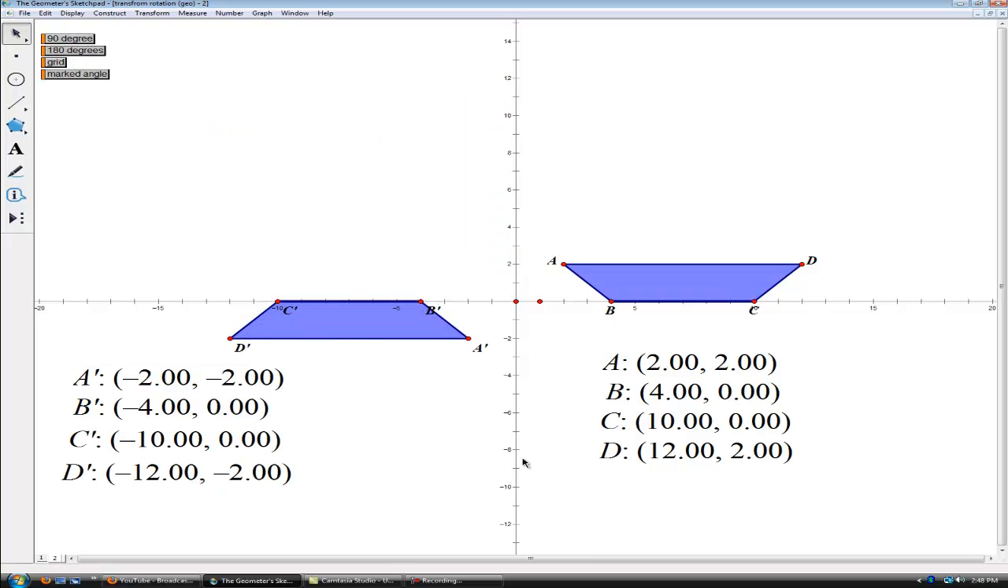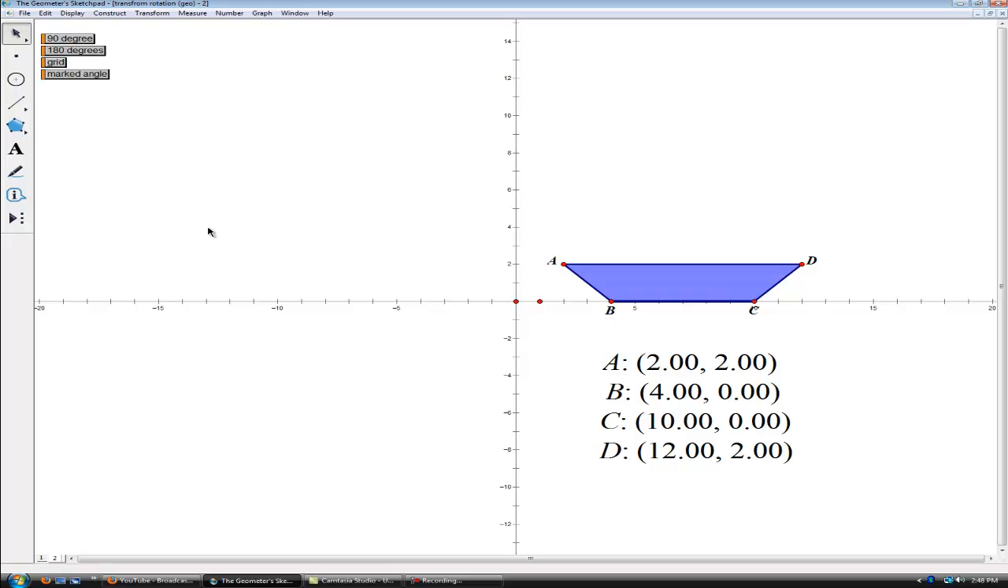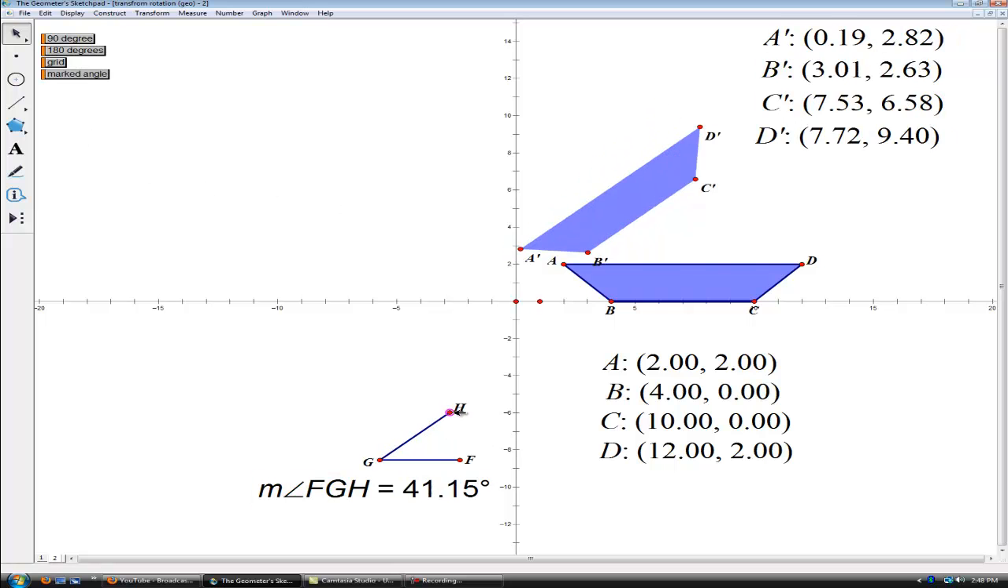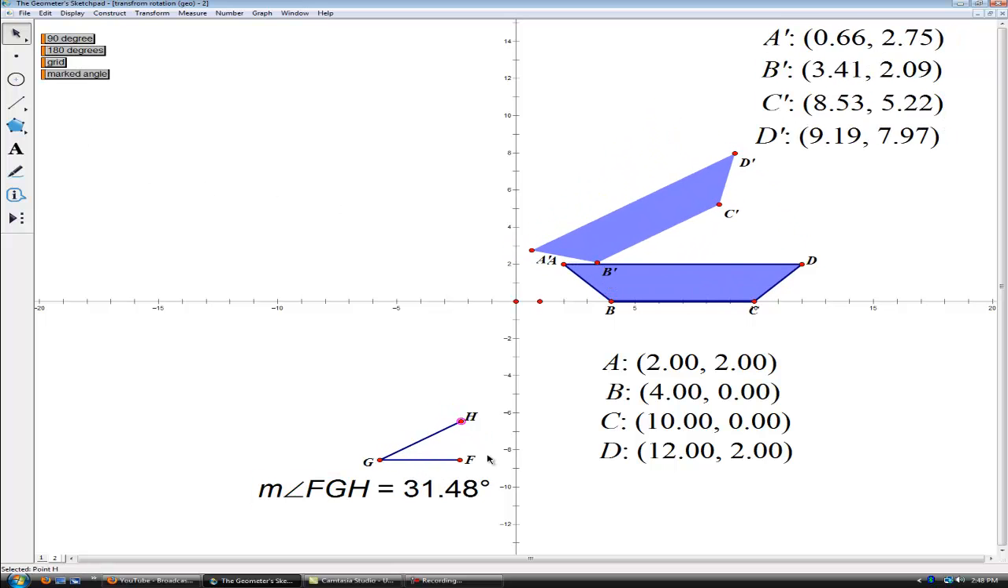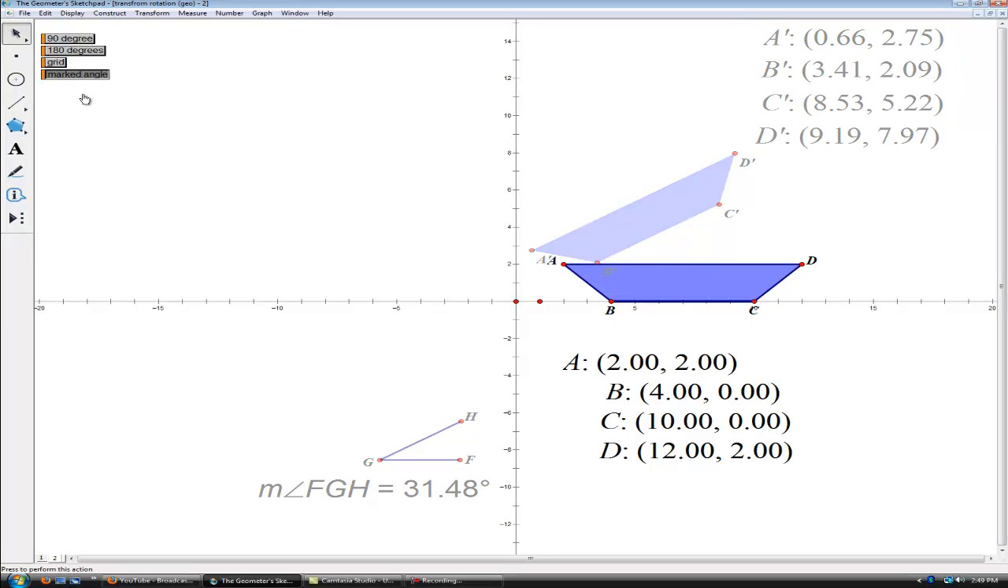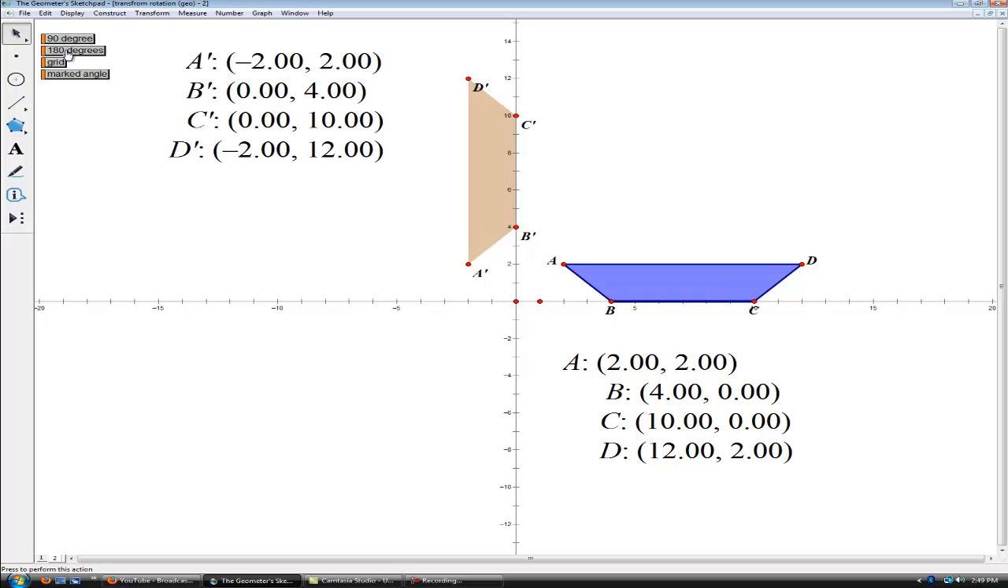What if we rotated 180 degrees? Here's where we want to look for patterns from B to B prime, from C to C prime. Now these two are a little easier to work with in order to find actual coordinates. Here's where it gets a little more complicated. If we had rotated exactly 31.48 degrees, how hard would it be to come up with these? It would be much harder. And we're not going to get into how to find those coordinates yet. But we should be able to answer questions about 90 and 180.